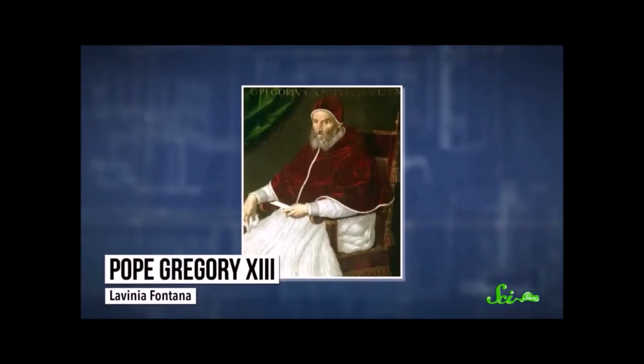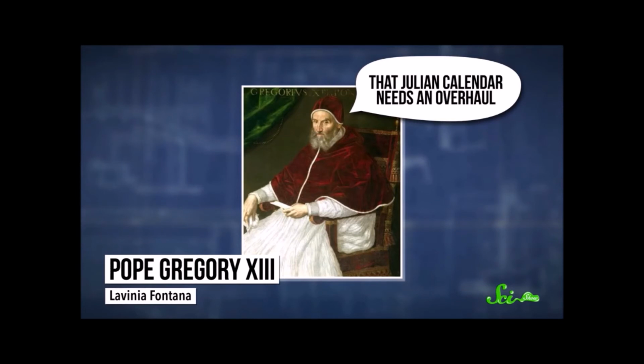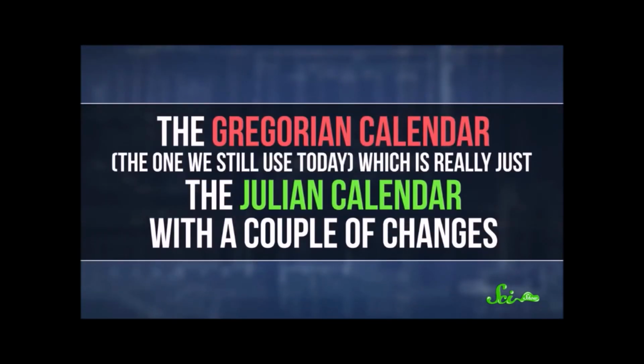have been. That's when Pope Gregory XIII, the Pontifex Maximus of the Catholic Church at the time, decided that the Julian calendar needed an overhaul. So he put together the Gregorian calendar, the one that we still use today, which is really just the Julian calendar with a couple of changes.